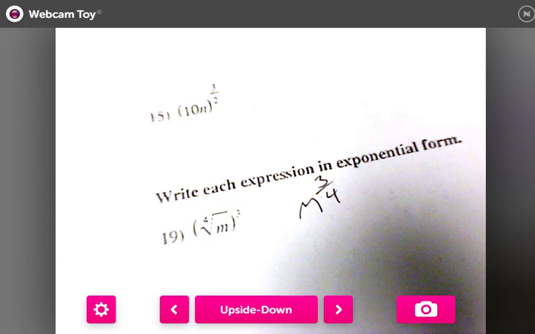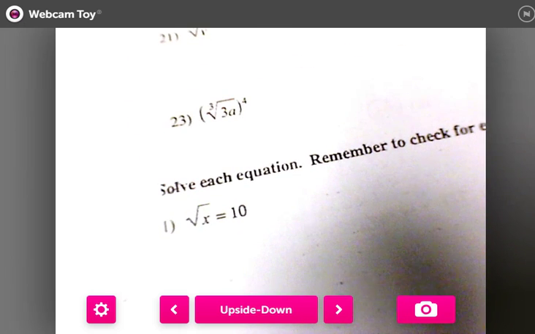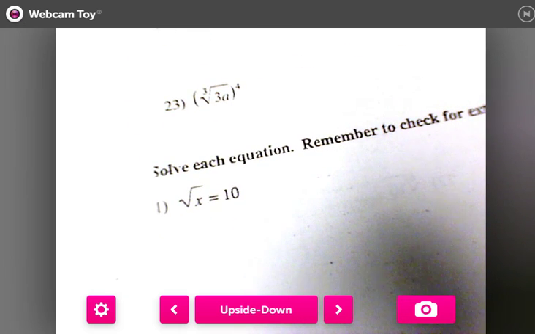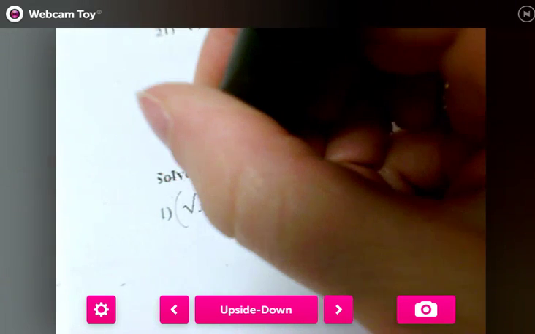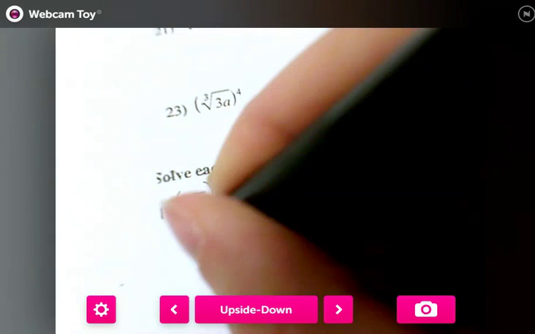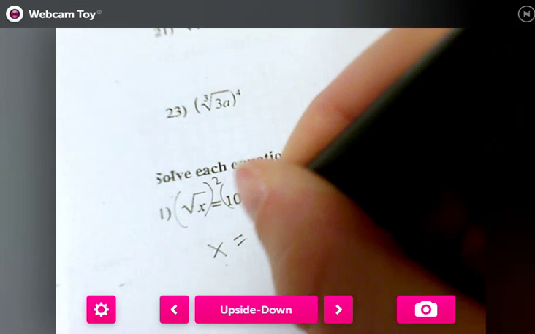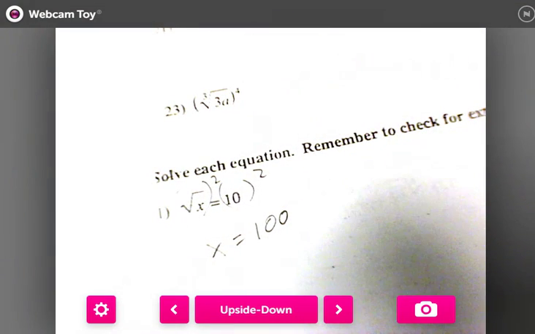Okay. All right, let's move on to solve equations, each equation at the bottom. It says the square root of x equals 10. What do I do to get rid of the square root? What's the opposite of square rooting? Squaring, right? So I get x equals 100. That's it. Because the opposite of square rooting is squaring.